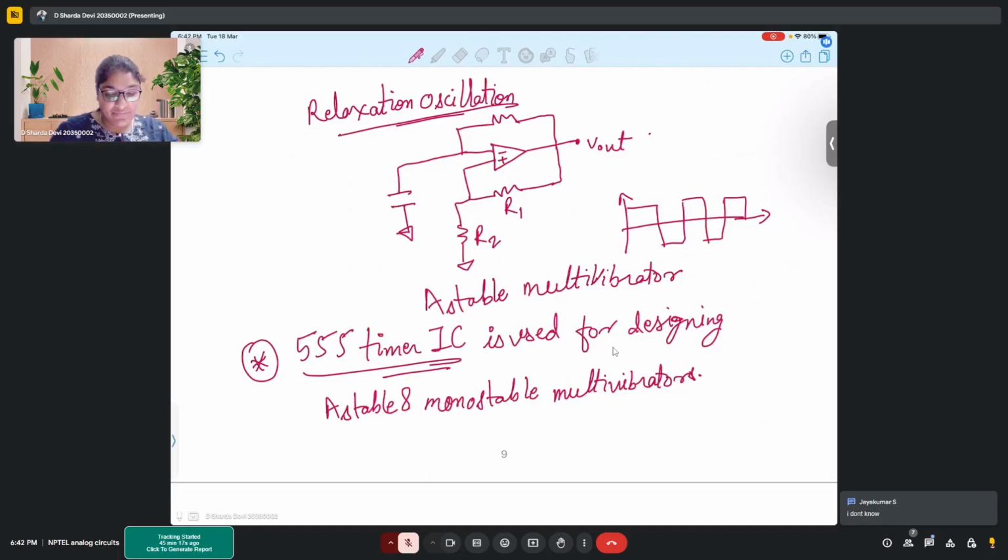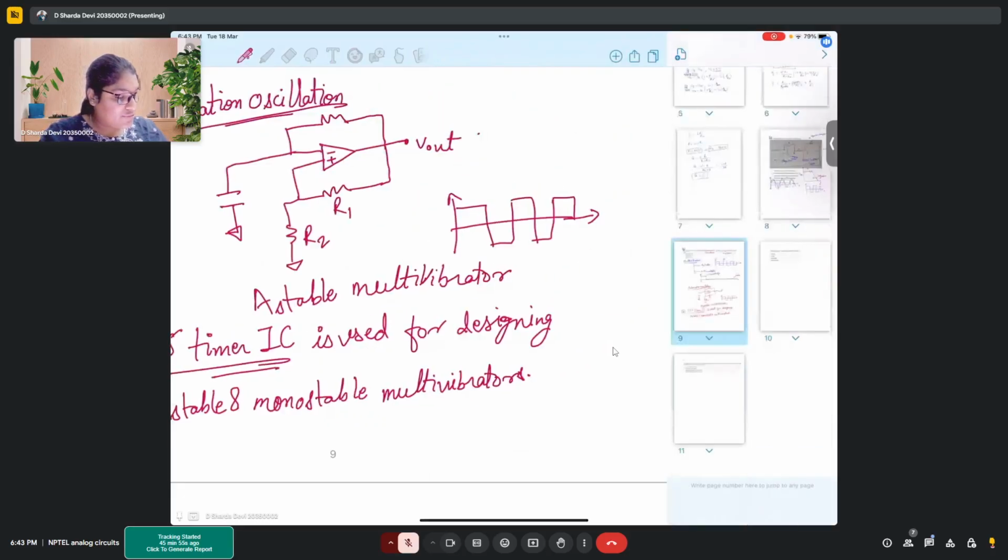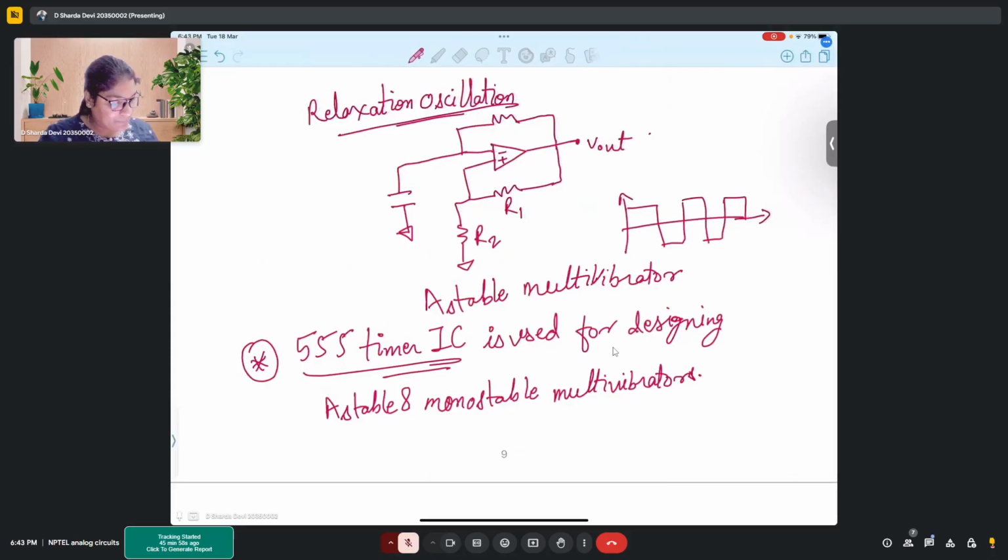So this 555 timer IC is used to generate or to design timers. We all know about timers, right? Say a 5 minute timer, a 10 minute timer that you have in your mobile phones or anywhere. How does that timer work? For designing those timers, this particular timer IC is used, and you can use the same timer IC to design multivibrator circuits as well. So if I show you how those circuits look, maybe I can quickly draw.